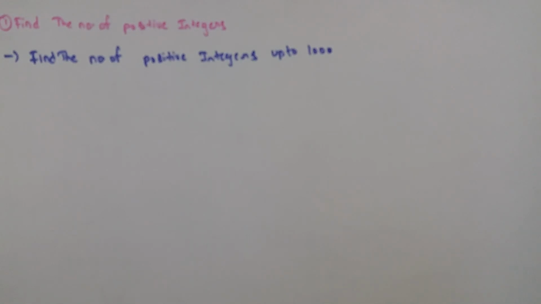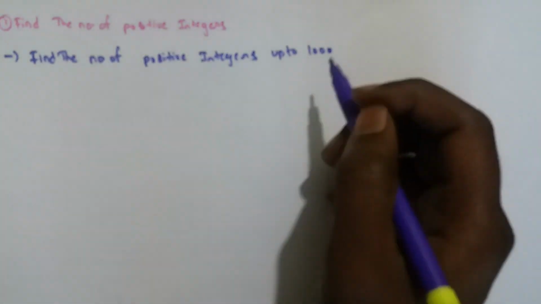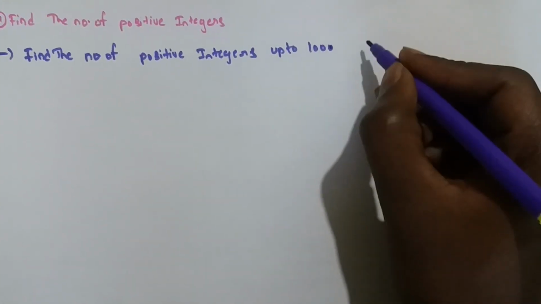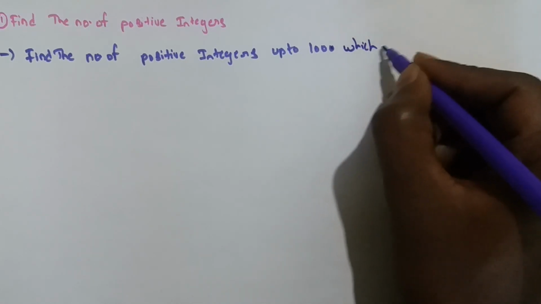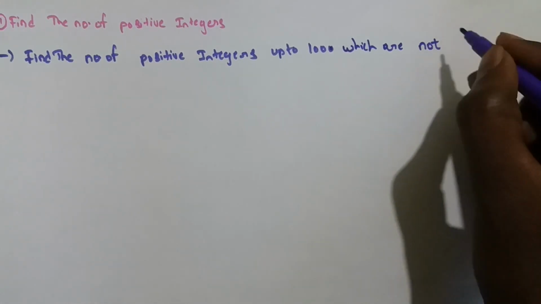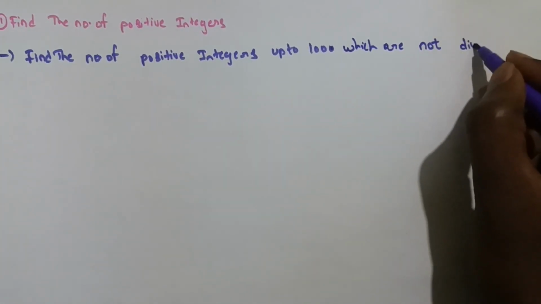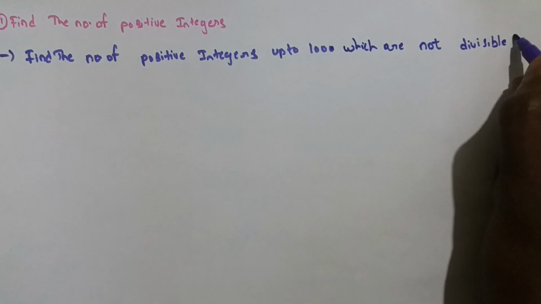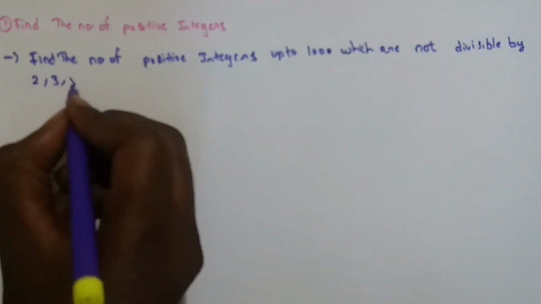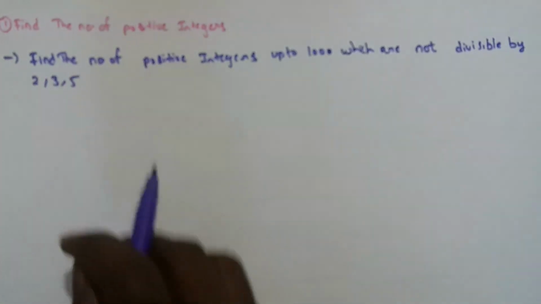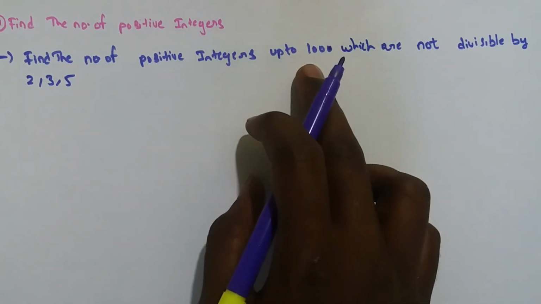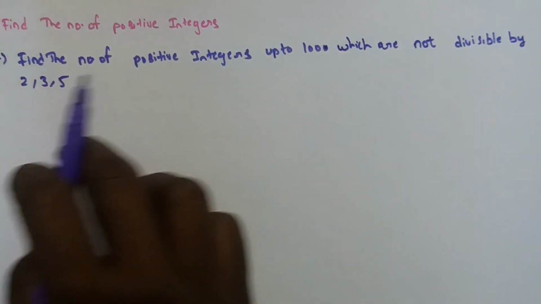Now we have to find the number of positive integers up to 100 which are not divisible by 2, 3 and 5. We need to find the number of positive integers up to 100 which are not divisible by 2, 3 and 5.